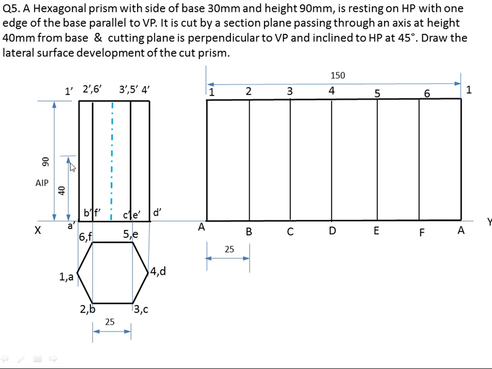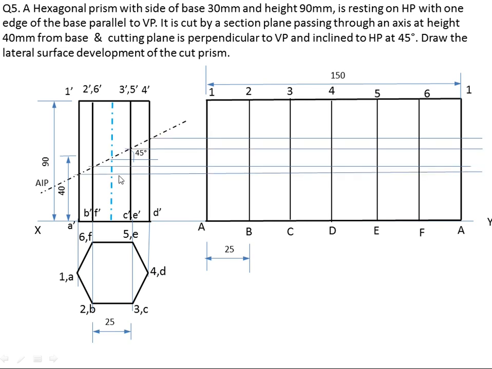Now here the cutting plane is passing through the axis at height 40 mm from base. So from here 40 mm from base, so this is the height, this is the 40 mm. Now here at an angle of 45 degrees, so this is the auxiliary inclined plane at an angle of 45 degrees. Next, transfer these cutting edge points.